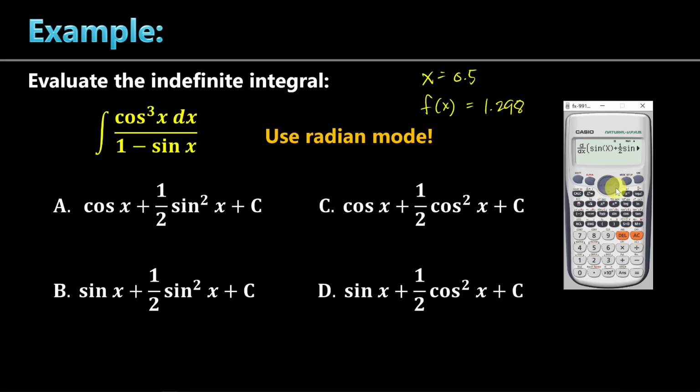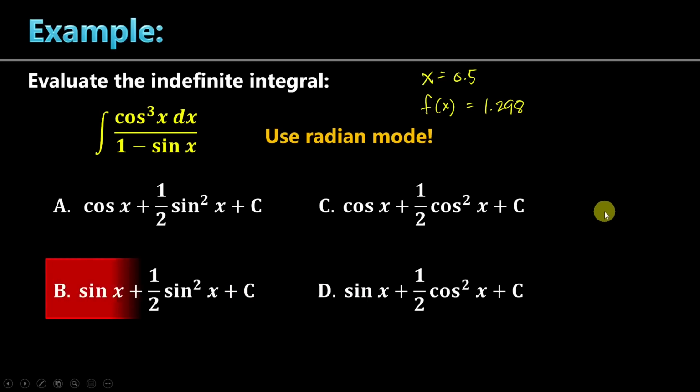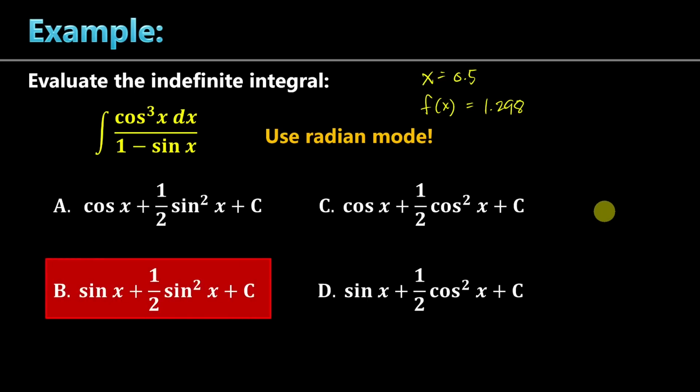Ayan, sin x plus 1/2 sine squared x. Okay. So, equals, ay! Yung nakuha nating sagot sa calculator is 1.298, which is the same as the value of f of x na nakuha natin kanina. So, there is a match. Which means that letter B is the correct answer. O, di ba? Ganun lang kadali.